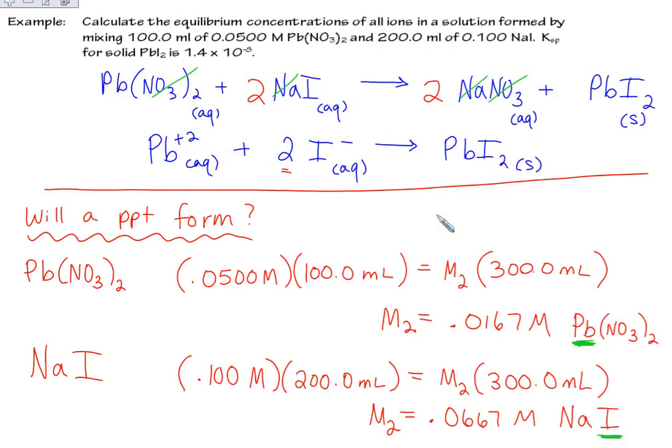So here's my net ionic, getting rid of the spectator ions. It was the lead plus 2 reacting with the 2 iodine ions, forming the lead iodide precipitate. And we can put phase symbols in if you want to, or you can leave them out. All right, we're going to set up an ICE table.